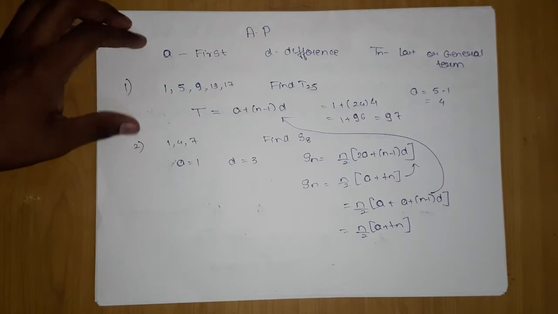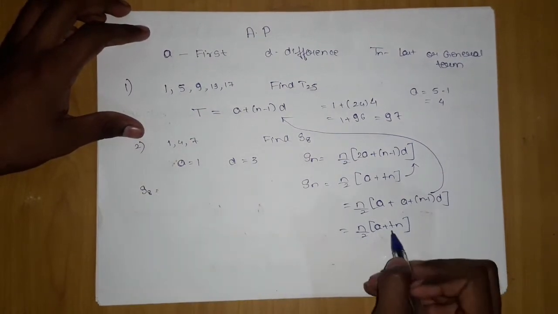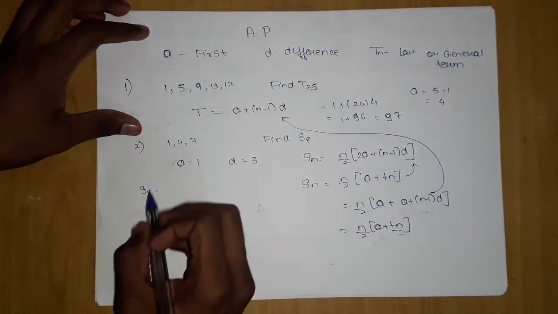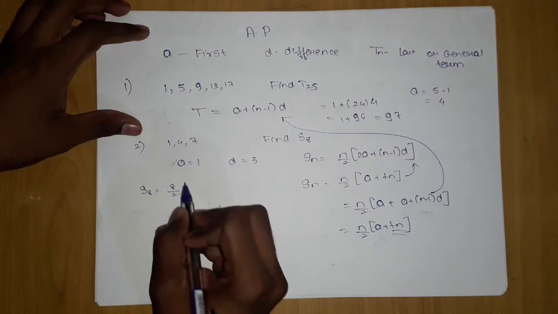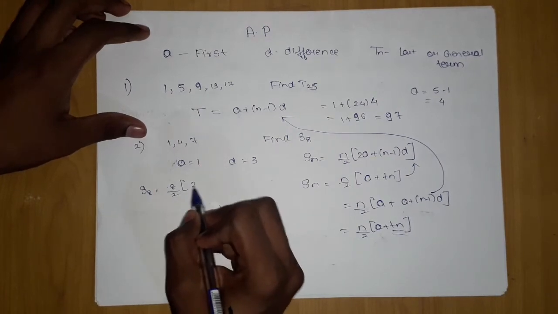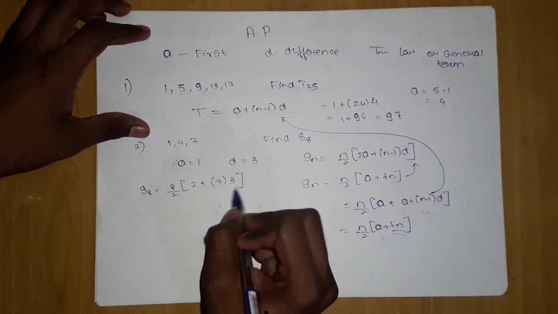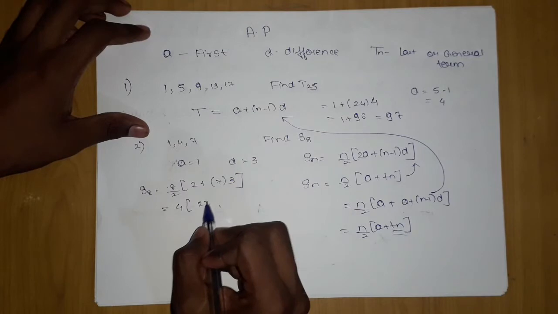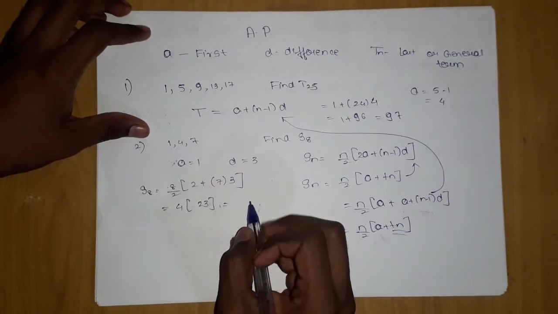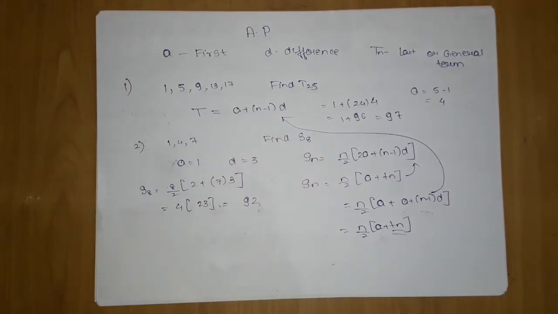Now I want to find S8. Do I know the last term? No. So we will apply the direct formula, which is 8 by 2 bracket 2a, means 2, plus n minus 1, means 7, into d, which is 3. The solve is done: 4 into (2 plus 21), which is 4 into 23, which is nothing but 92. So we got our answer as 92.